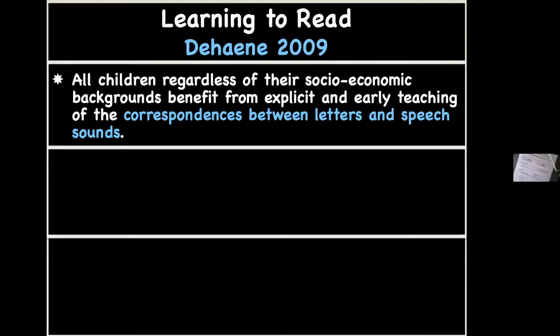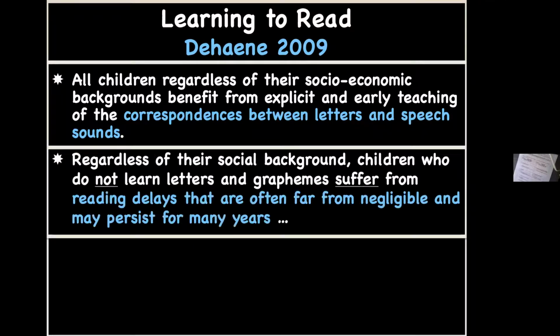So all children, regardless of their socioeconomic backgrounds, benefit from explicit and early teaching of the correspondences between letters and speech sounds. Remember, Mrs. Slingerland's goal was to take Orton-Gillingham, which was designed for older students who had already exhibited difficulty, and it was a remedial approach, for it to be preventive and to be used with younger children before they had experienced failure in school. When you think of what a perfect tier 1 intervention the Slingerland approach would be, it's just not being realized in enough places.